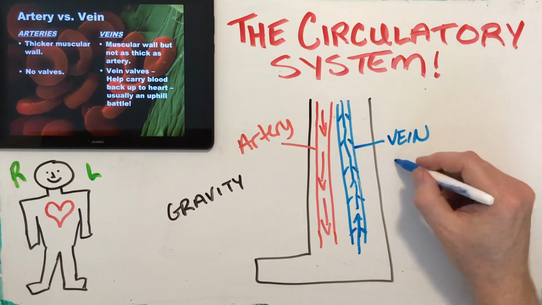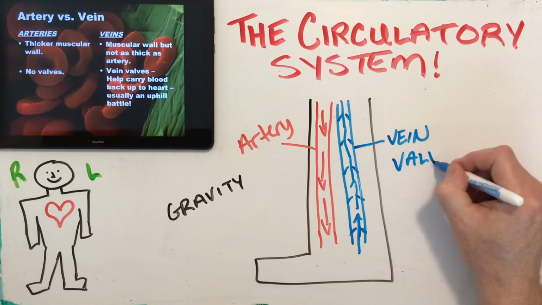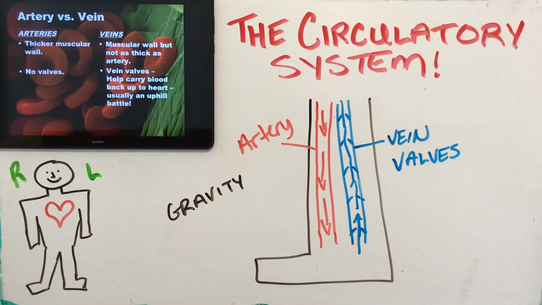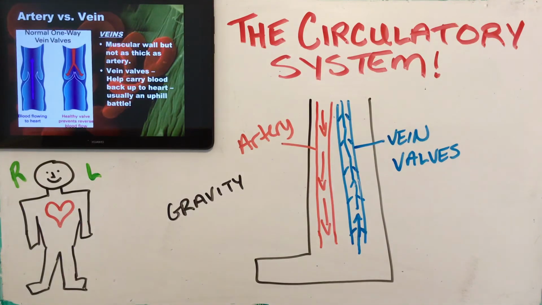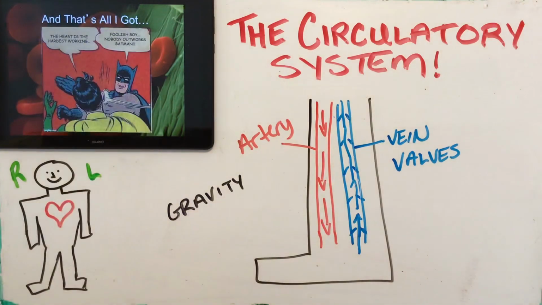So our vein has valves in it, right? Because they have to work against gravity, and that's an uphill battle. All right, so there's a picture there of the vein valves. We can go up through it, no problem, but we can't go back down, which is a good thing, or all the blood would just gather in the bottom of our feet and our body.